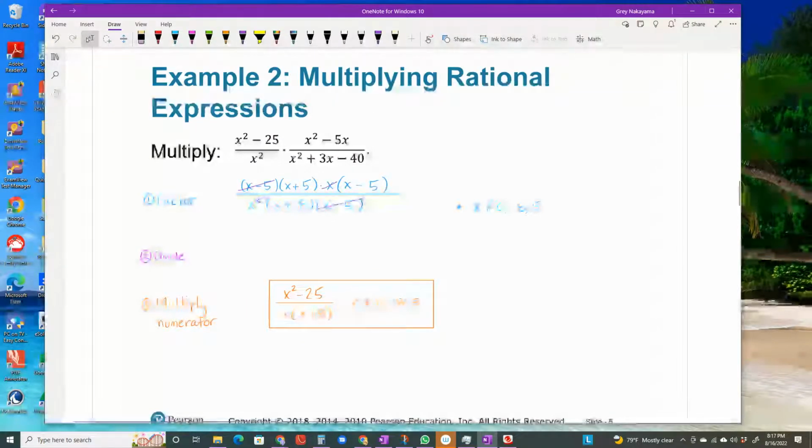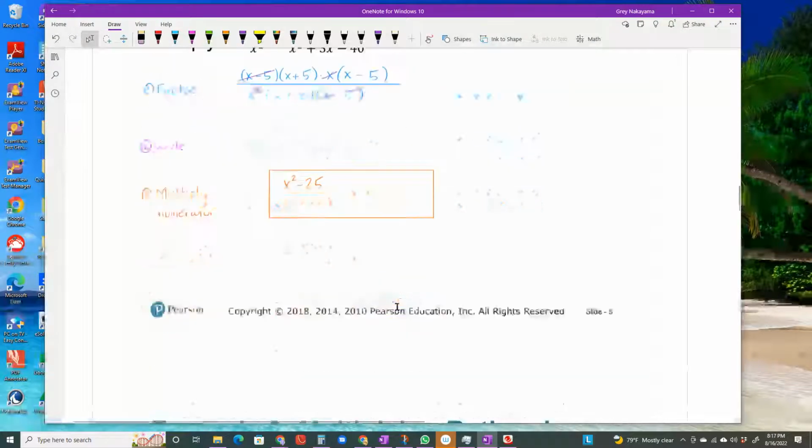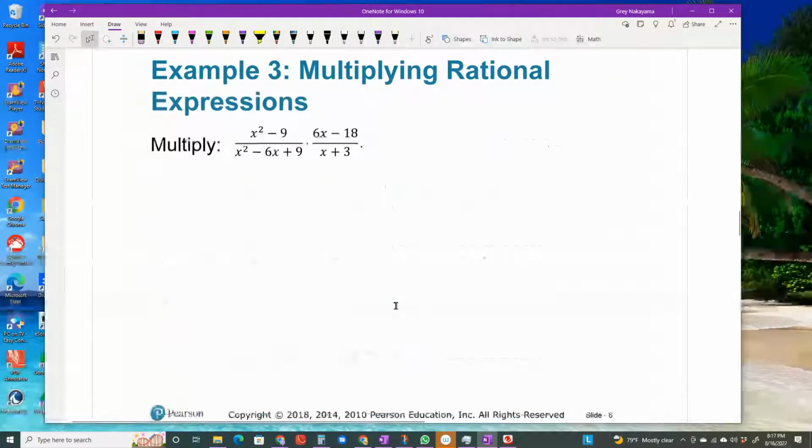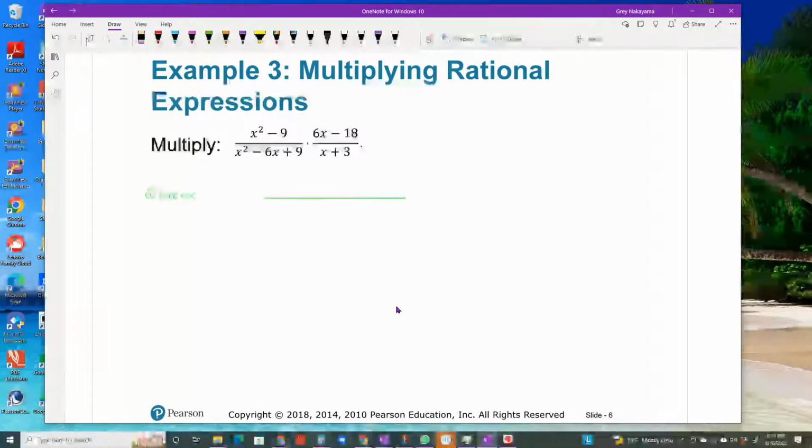Okay, one more multiplying, and then we're going to talk about dividing. All right, so look at this guy. I've got x squared minus 9 over x squared minus 6x plus 9, and then I have 6x minus 18 over x plus 3. So again, I'm going to factor the top. X squared minus 9 is x minus 3 times x plus 3. On the bottom is that PST.